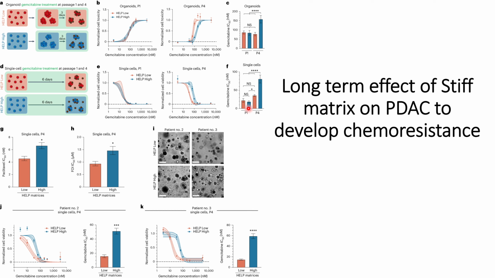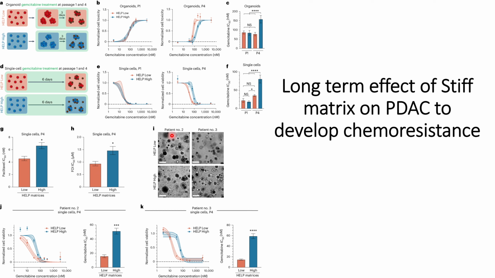After validating their results, which are in line with the previous studies, they also wanted to check the impact on some other drugs that are available commercially. So they checked their results on paclitaxel's IC50 also, and also on the FOLFIRINOX IC50 on the single cells at passage 4, and they saw similar results: in the case of HELP high matrices, the IC50 values are statistically significant in both cases compared to the HELP low matrices.